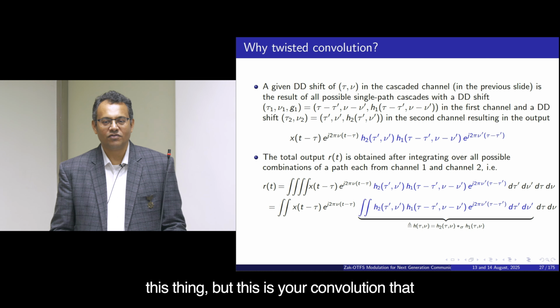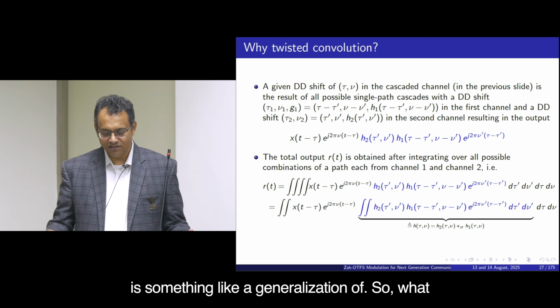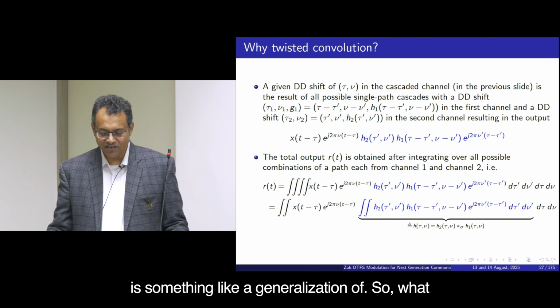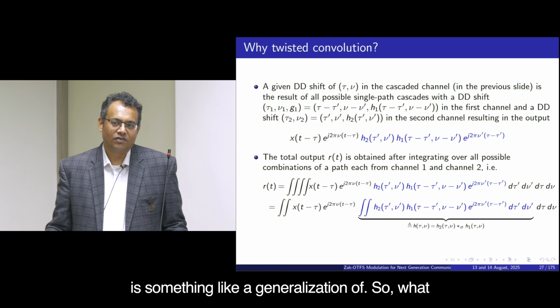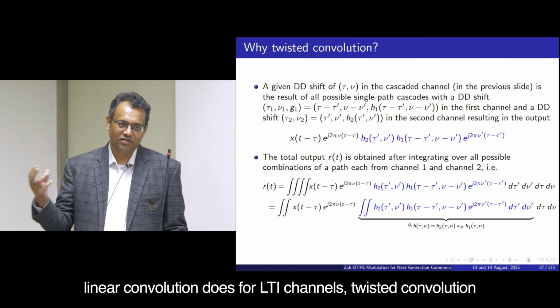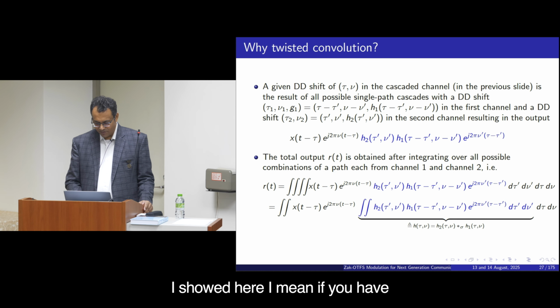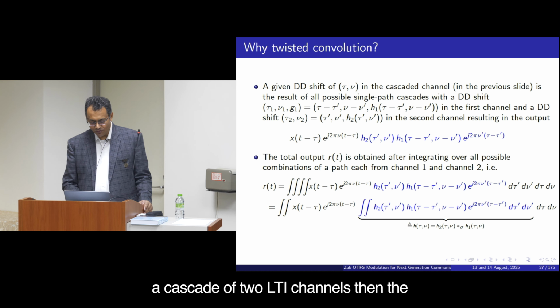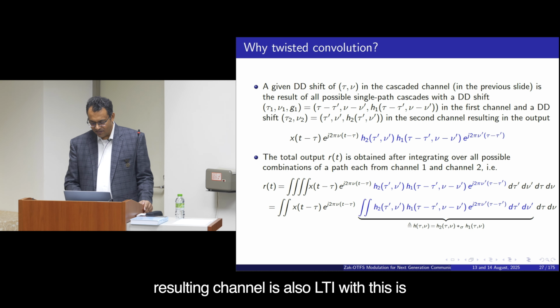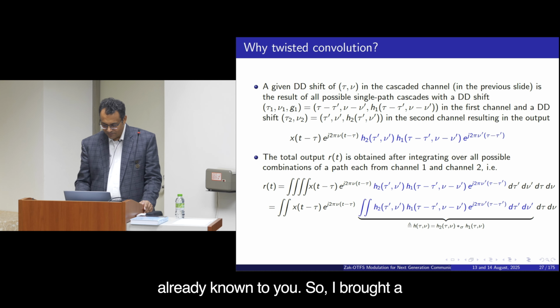But this is the convolution that you already know, right? So basically, twisted convolution is a generalization of what linear convolution does for LTI channels. Twisted convolution does the same for doubly spread channels. That's what I showed here. If you have a cascade of two LTI channels, then the resulting channel is also LTI, with this as the impulse response. But this thing is already known to you.